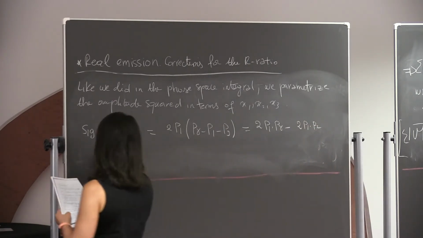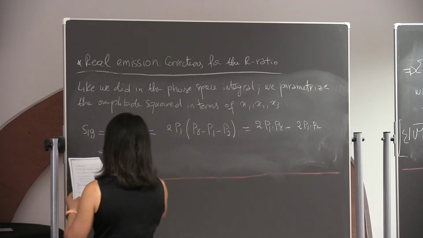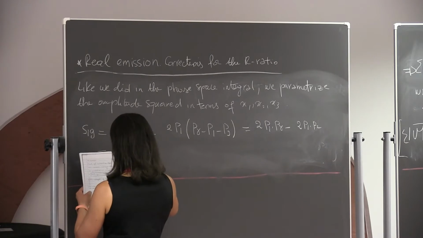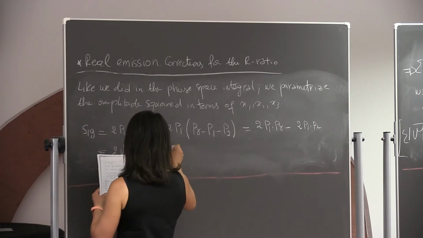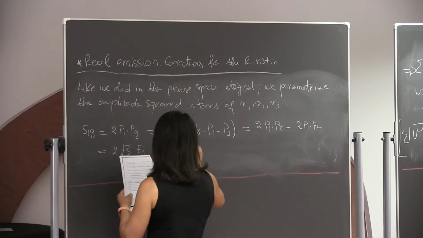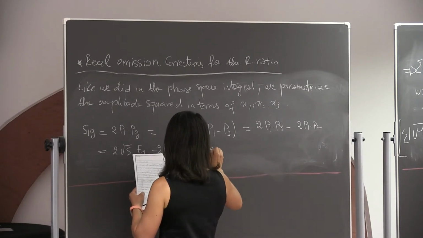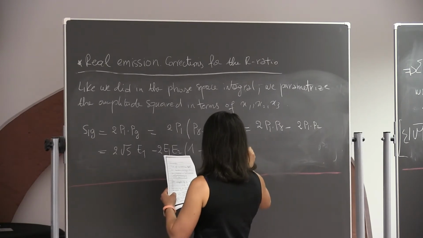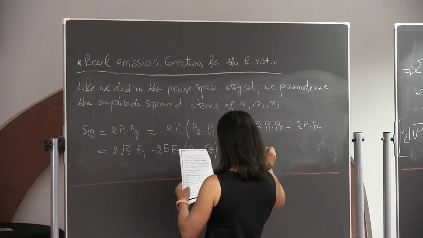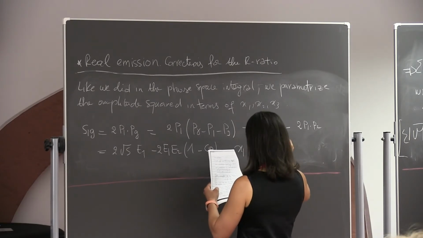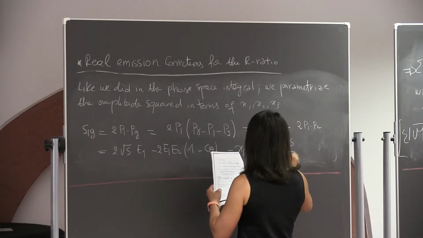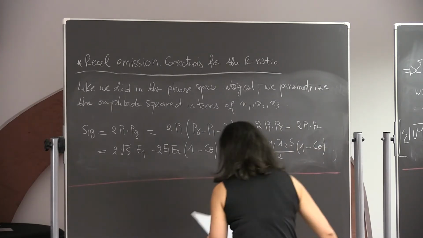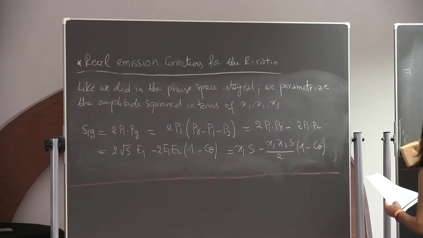And then I have my momenta in terms of energies and angles, so I just have to write them explicitly now. So we have 2 square root of S E1 minus 2 E1 E2 times 1 minus cosine theta. And in terms of x1 and x2, this becomes (x1 squared minus x1 x2 squared) over 2 times 1 minus cosine theta. And just to remind you, let's put them explicitly in front of us.